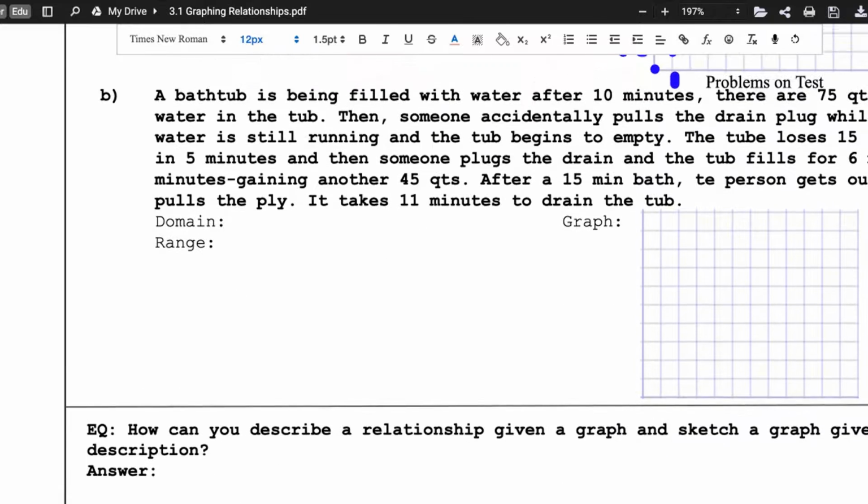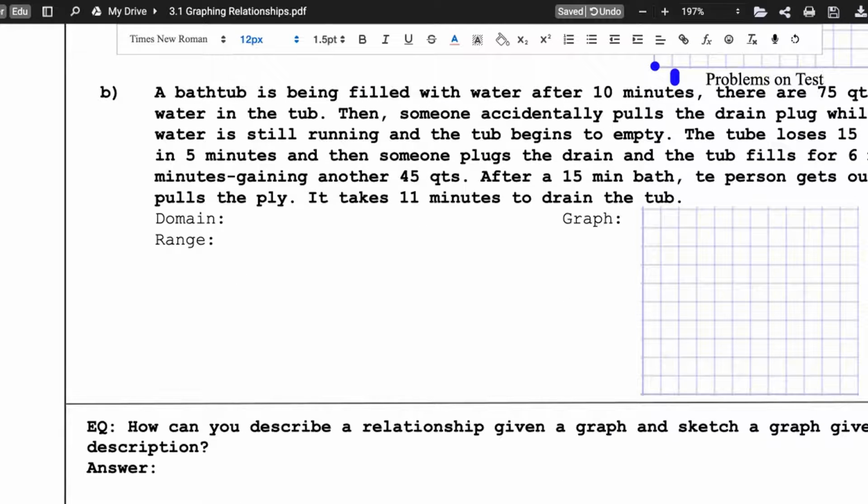This one, we're looking at a bathtub and it's being filled with water. After 10 minutes, there are 75 quarts of water in the tub. Then someone pulls the drain plug while the water is still running in the tub and it begins to empty. The tub loses 15 quarts in 5 minutes, and then the plug is plugged and the tub fills for 6 more minutes, gaining another 45 quarts. After a 15-minute bath, the person gets out and pulls the plug. It takes 11 minutes to drain the tub. So ignore the fact that there are so many typos in there.